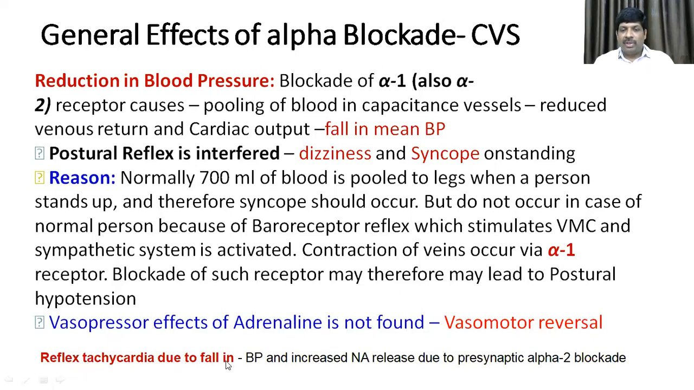Reflex tachycardia due to fall in BP, and increased noradrenaline release due to presynaptic alpha 2 receptor blockade. Now BP is decreased here, and because of the reflex action, there will be an increase in heart rate. Also, there will be an increase in norepinephrine release due to presynaptic alpha 2 blockade. We have discussed that the alpha 2 receptor is present presynaptically. Now when you give a non-selective alpha blocker, alpha 2 is also blocked, because of which more norepinephrine release will occur, causing tachycardia.